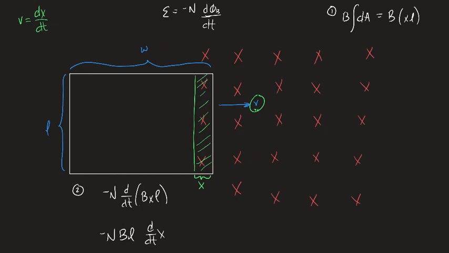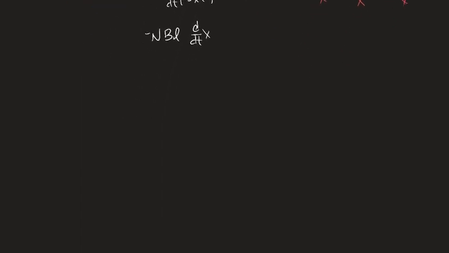Time rate derivative of the flux. And we already know what this is going to be. This is going to be BL times V. That's how fast it's going. The derivative of x with respect to t is the velocity of the loop.